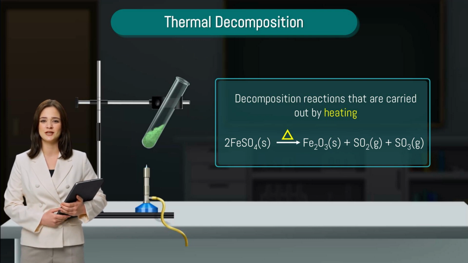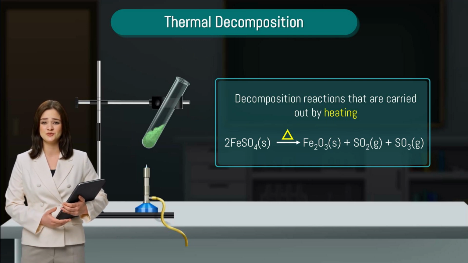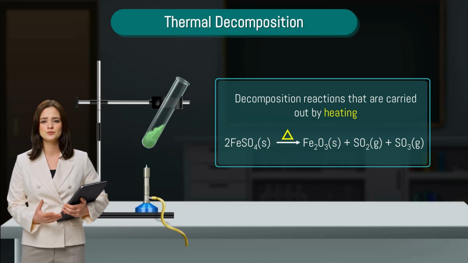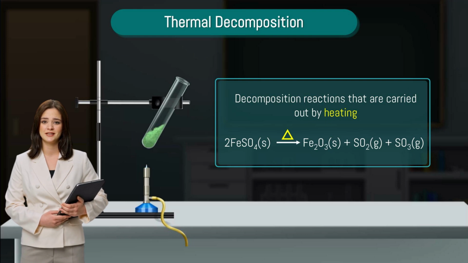During the experiment, you will observe that the green crystals first turn brown as ferric oxide is formed. At the same time, you may notice the release of sulfur dioxide and sulfur trioxide gases, which have a sharp and irritating smell. Photolytic decomposition reaction is coming on the next slide.